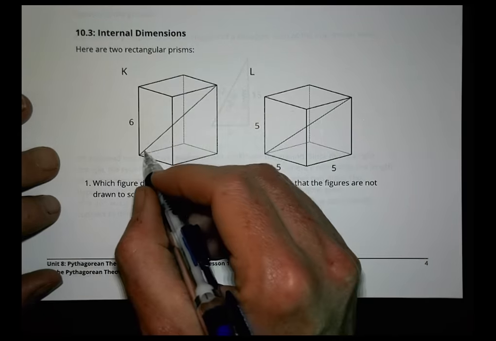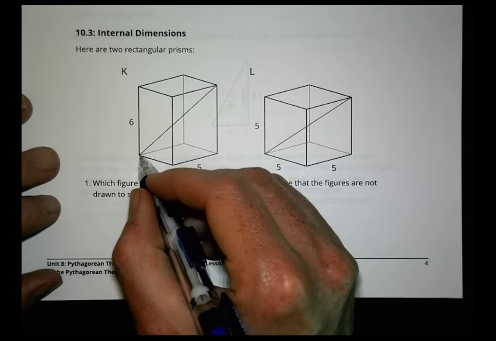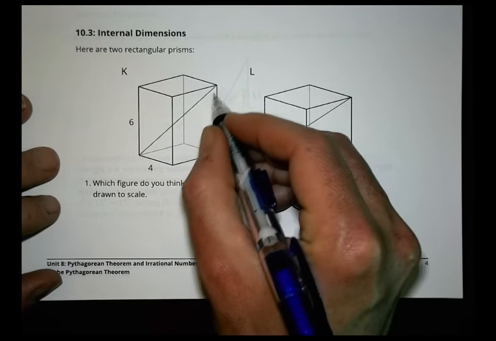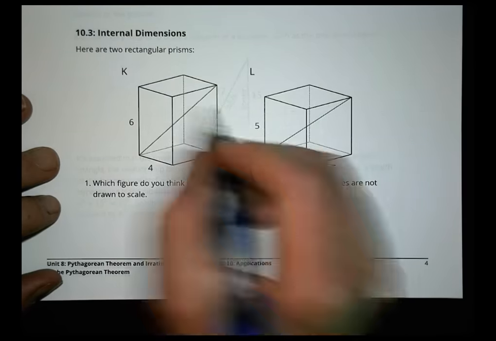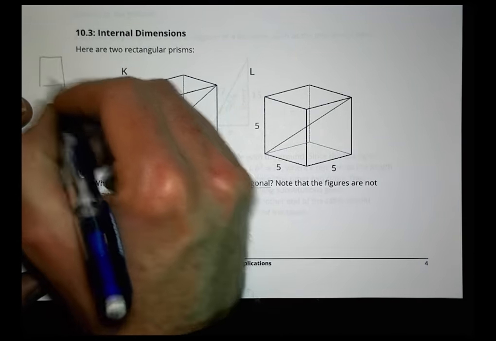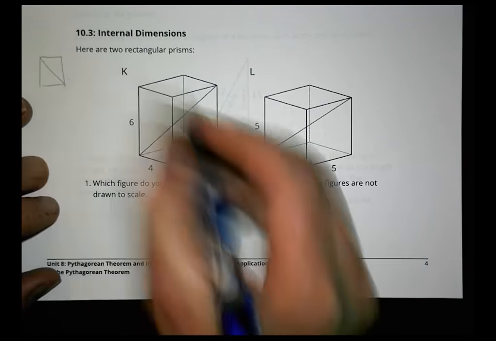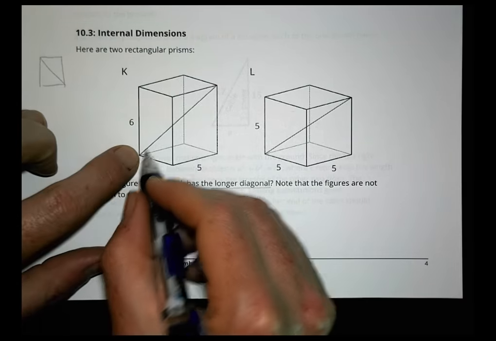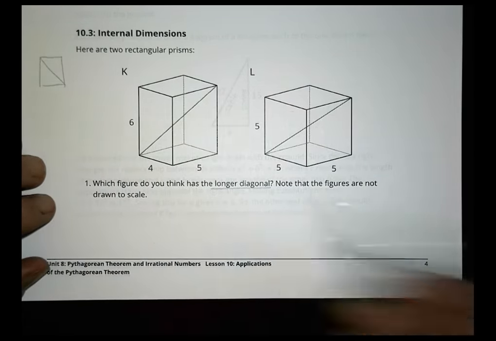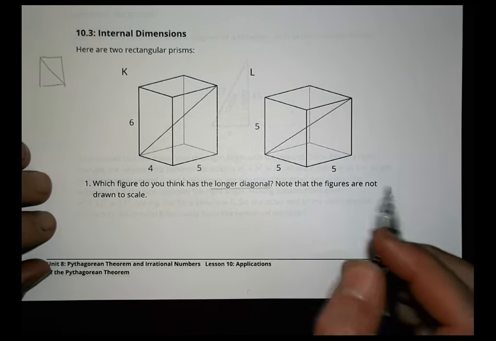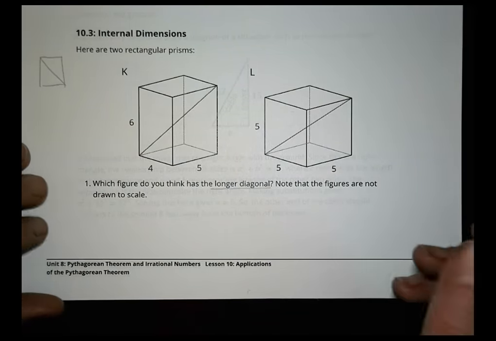So the diagonal here is going from one corner all the way across the center of that cube or prism to the opposite corner. Okay, so you're not just talking about a diagonal on a flat 2D surface, you're going from one side across the other side, all across the middle there. So, which one do you think has a larger diagonal? Again, that's up to you to kind of think it through.